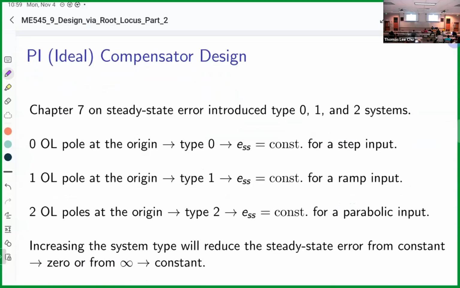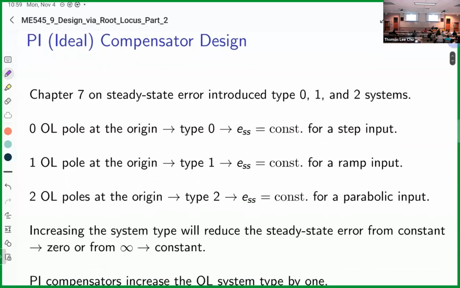In chapter 7, on steady state error, we introduced the idea of type 0, type 1, and type 2 systems. Type 0 systems are when there are zero open loop poles at the origin. When you have a type 0 system, you have a constant steady state error for a step input. If you have a ramp or parabolic input, it goes to infinity. For a type 1 system, you have one open loop pole at the origin. That means you have a constant steady state error for ramp input, and zero steady state error for step input. And when you have two open loop poles at the origin, you have a type 2 system, and that means you have a constant steady state error for parabolic input, and zero steady state error for ramp or step input.